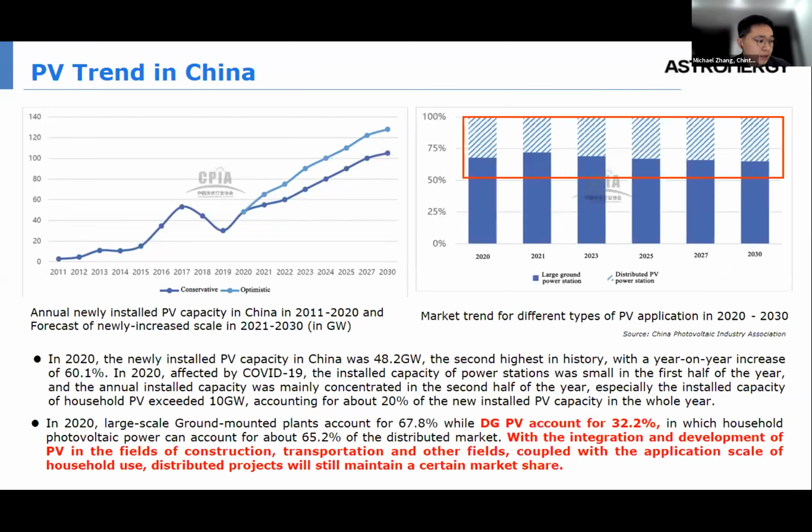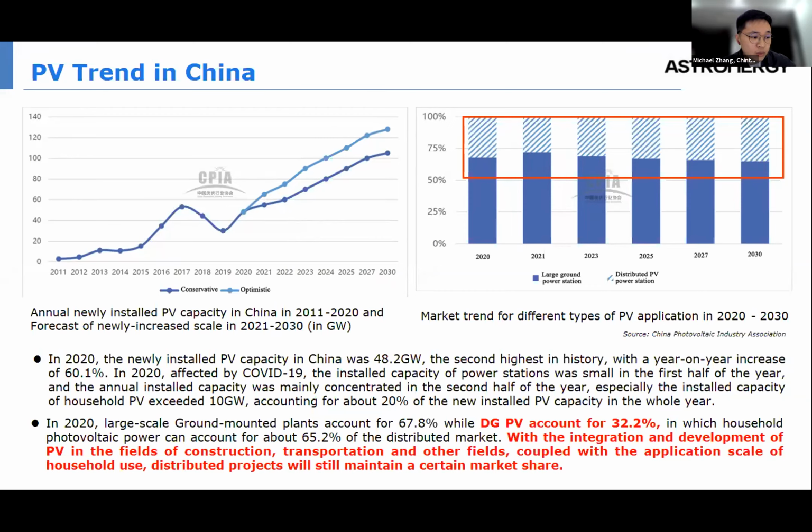The same story is happening in China. As we all know, President Xi Jinping has announced our target to reach the peak of CO2 emission by 2030 and carbon neutrality in 2060. Besides, COVID-19 is very well controlled in China, so this gives us all the resources to focus on solar energy development.